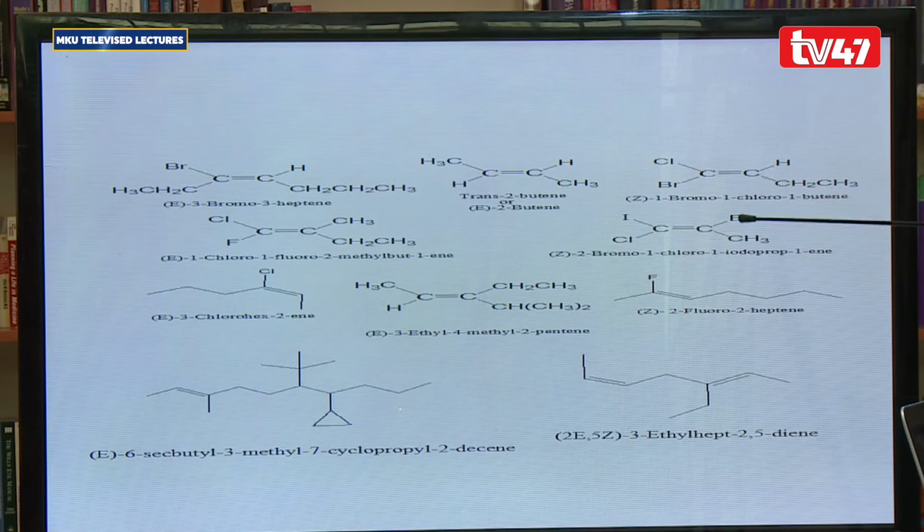Now, if you look at bromine and methyl, we look at the first elements, carbon and bromine. Bromine should be given priority 1, carbon 2. In that case, the larger groups are priority 1. So if the larger groups are on one side, then it is a Z: Z-2-bromo-1-chloro-1-iodoprop-1-ene. You can look at other examples that are given, and they have been given the corresponding geometric labeling.